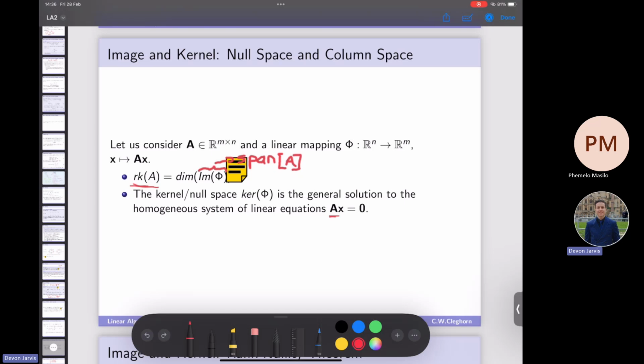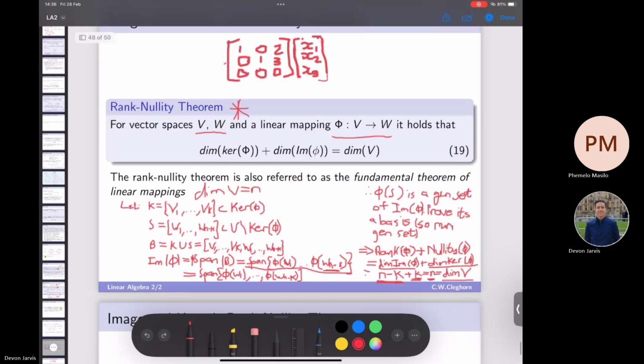The rank is the number of dimensions I can represent via the columns of A, and that's just because it's being made out of a linear combination of A. I can't represent 3D space if I have 2 columns in A. The space I represent might be embedded in 3D, but the amount of degrees of variation I have with 2 columns is 2 dimensions, a rank 2 mapping. And then the kernel or null space is the general solution to the homogeneous system of linear equations AX is equal to 0. So we went through that.